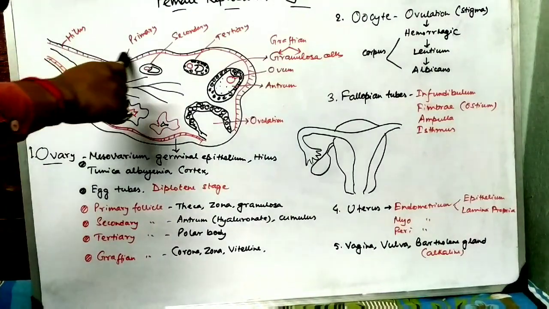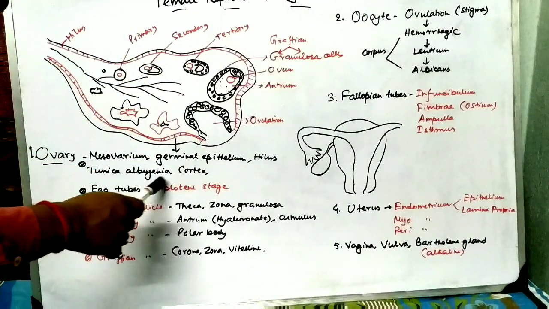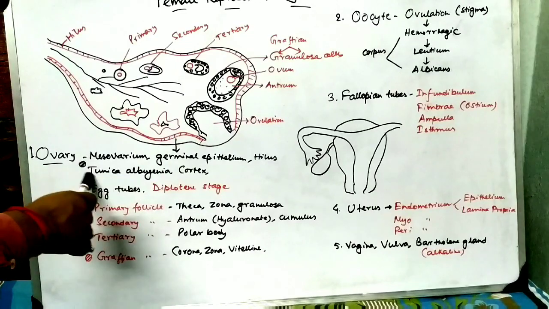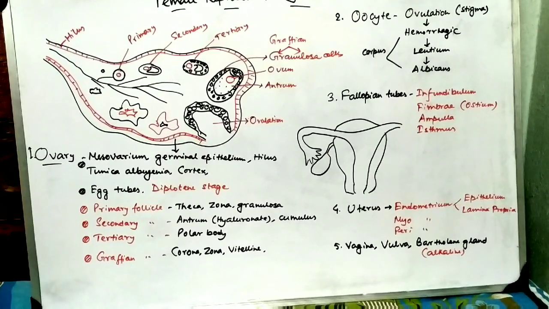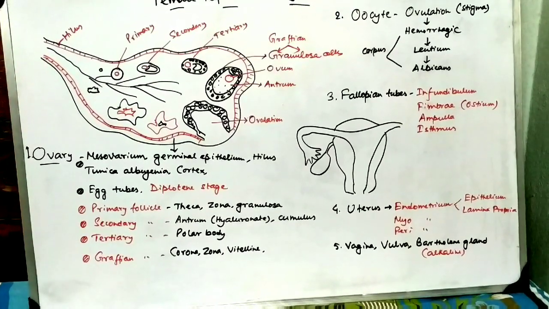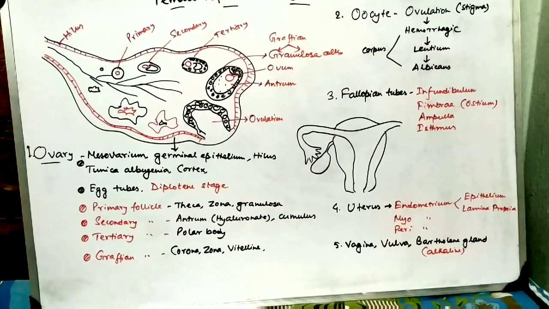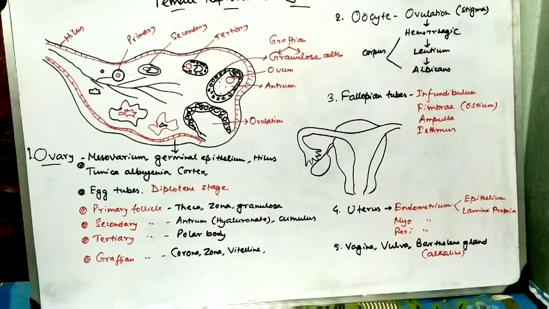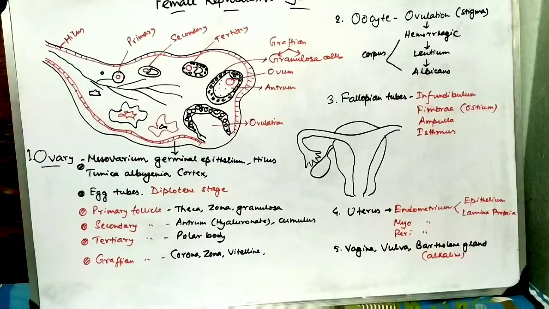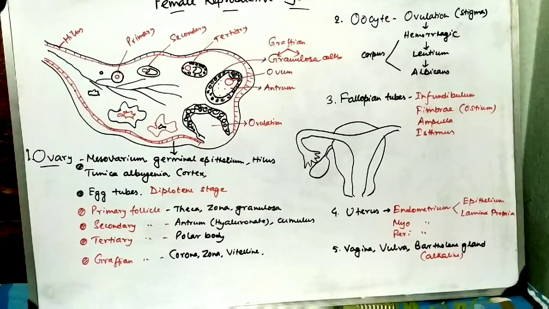The outer layer also consists of the tunica albuginea. You can find it also in the testes. Testes also have tunica albuginea. So the tunica albuginea is a part of the covering, or you can say it is a part of connective tissue which covers the female reproductive ovary.